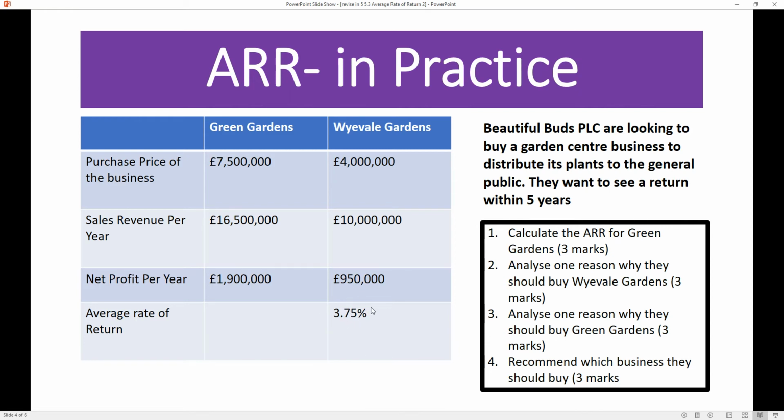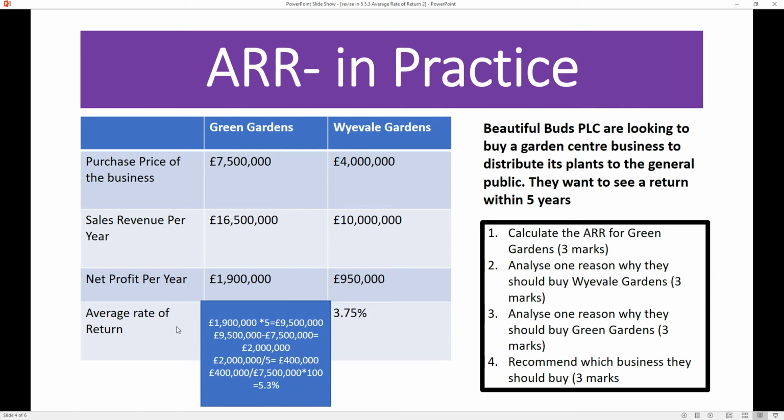Which figure do they use? Is this the sales revenue figure, or is it the net profit figure? If you try both, using my steps, you'll find one of these figures will equal that. If you didn't quite guess, they used the net profit figure. So let's see how much average rate of return Green Gardens will provide for Beautiful Buds.